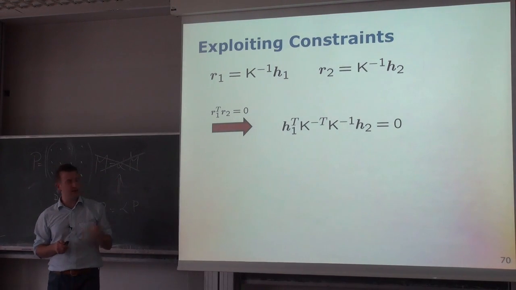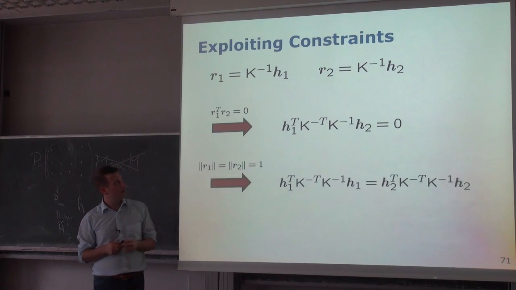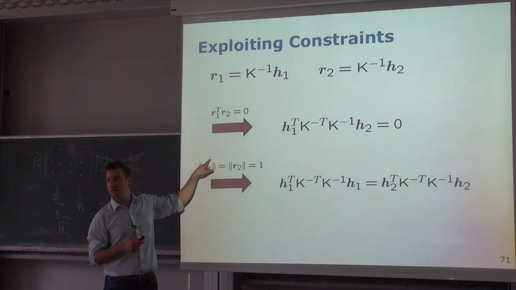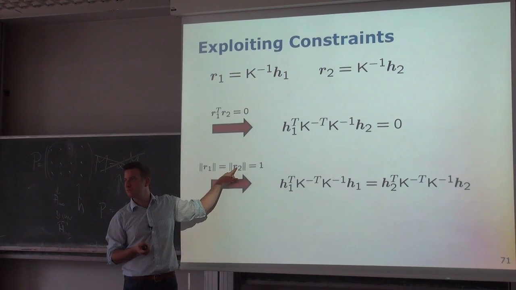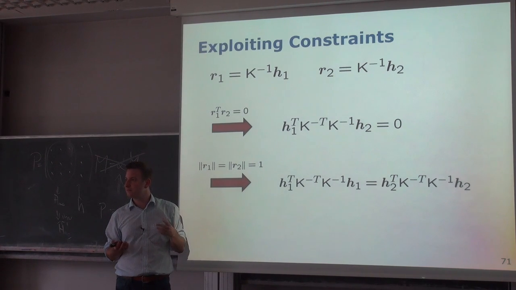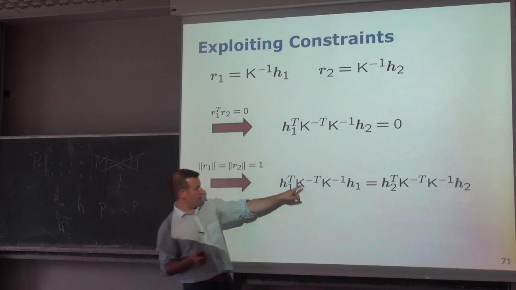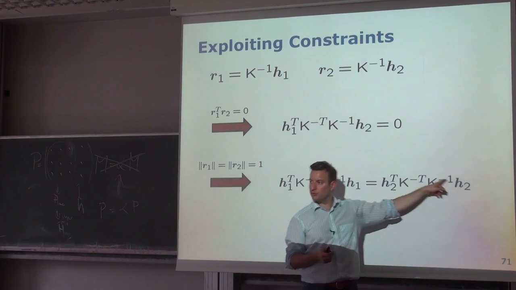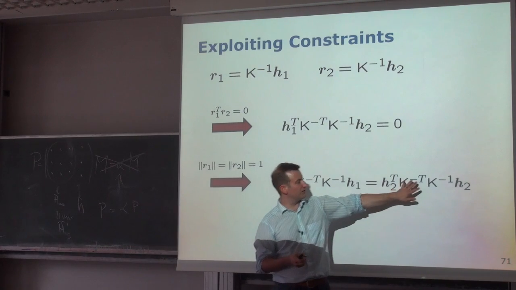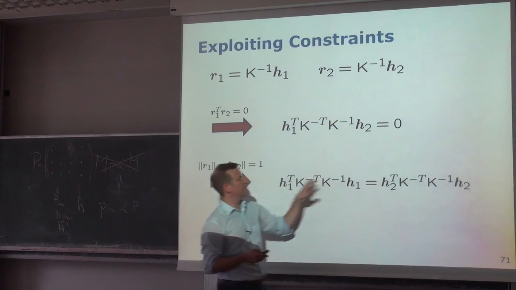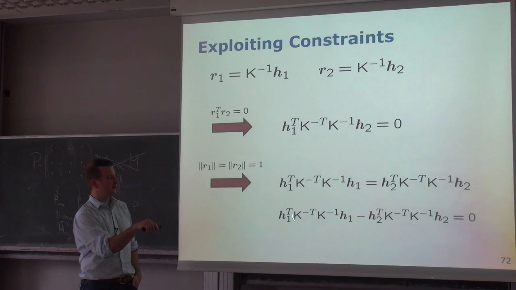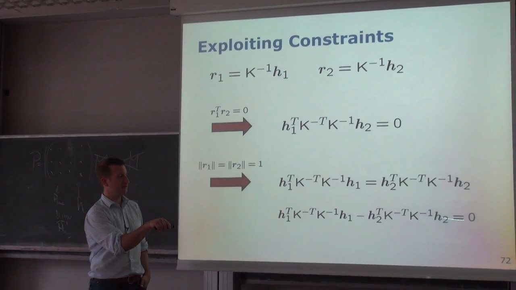The next thing I can exploit is that they both have the same length. So I simply take R1 transposed R1, which is 1, and it's the same as R2 transposed R2, because they're the same length, or length 1. So this is R1 transposed R1 equals R2 transposed R2. What I can do is subtract this element from both sides. So I get this one minus this one equals 0. That's exactly what I've done here. So this one stays the same, and this one over here, the negative part, equals 0.